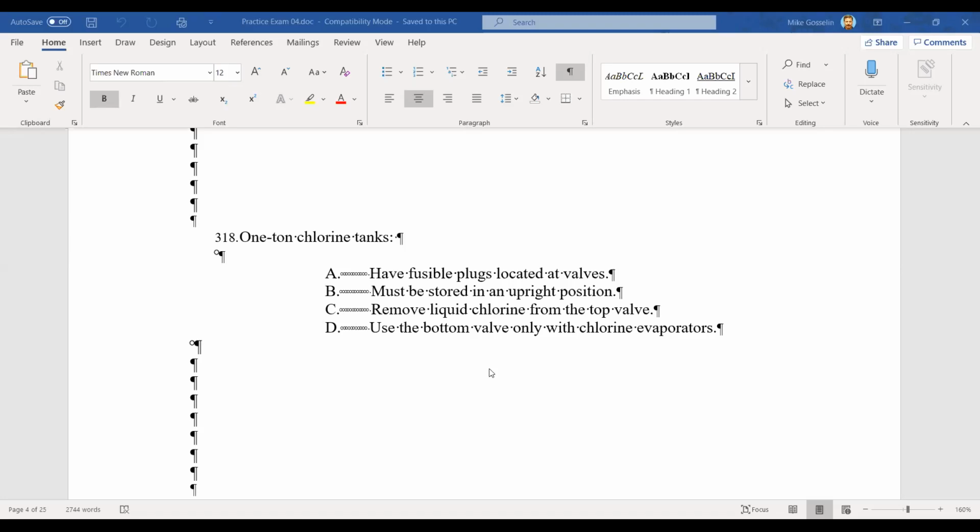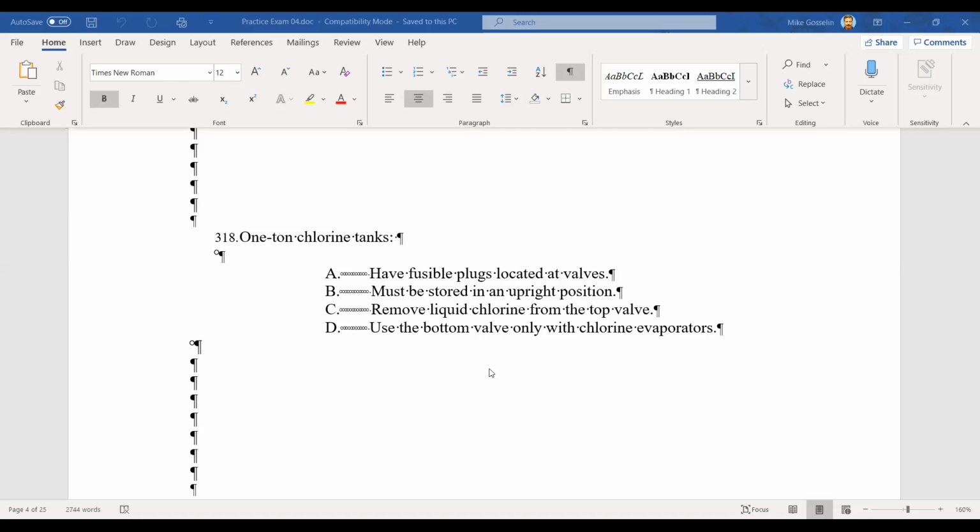At three points on each end of those tonners, there are fusible plugs. So you're correct in the fact that they have fusible plugs, but the plugs are offset from the valves themselves. So this question is, you want to use the bottom valve to draw chlorine gas, which then multiplies, or expands, by 100 times. So you could use your gas in your chlorinators.